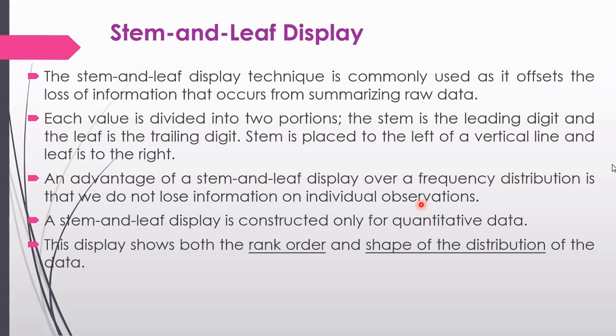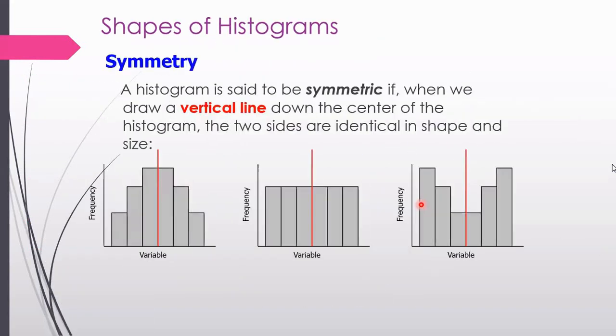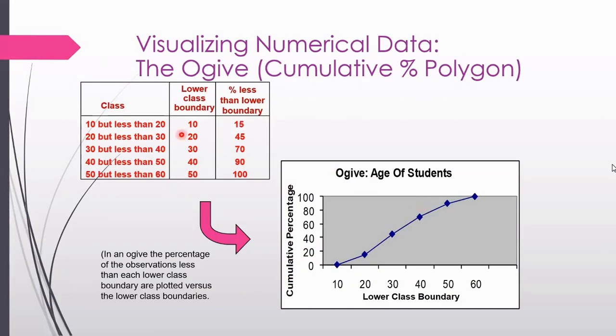That means we can say, when we are looking at a frequency distribution, that the class interval 10 to 20, but not including 20, has 10 observations. Only we can say that there are 10 observations in the class interval 10 to 20, but we can't say what each and every value is.